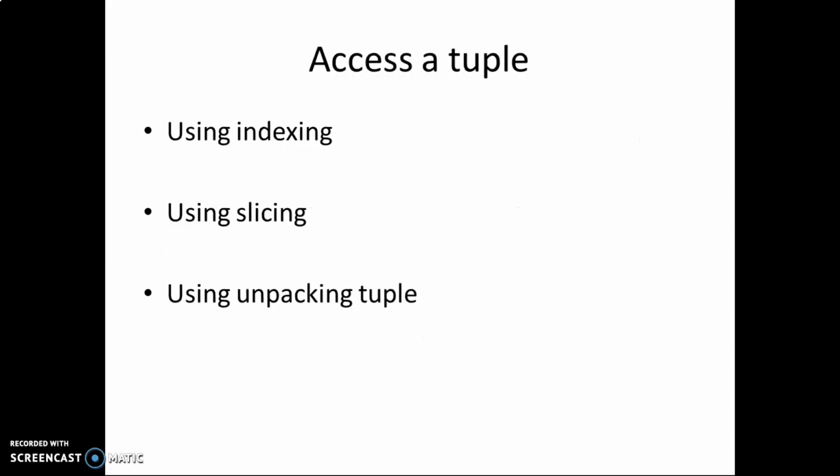So how do we access a tuple? First, using indexing, which we have discussed in lists. Indexing means the index starts from 0. Second, using slicing, which we also discussed in lists, so you are able to extract part of the tuple by using a range of indexes. Third, using unpacking a tuple. We'll see examples for all three, so that you can understand how to access a tuple.